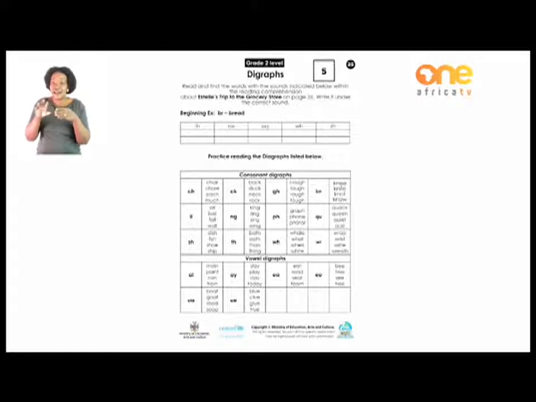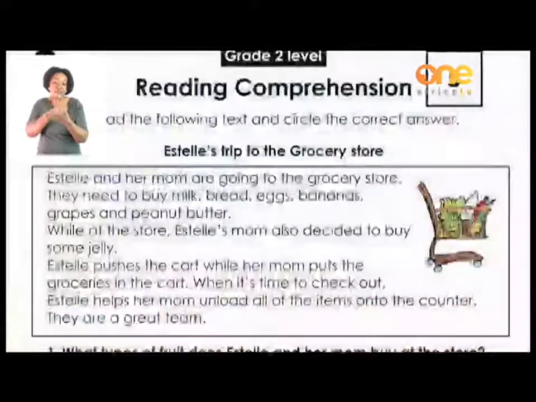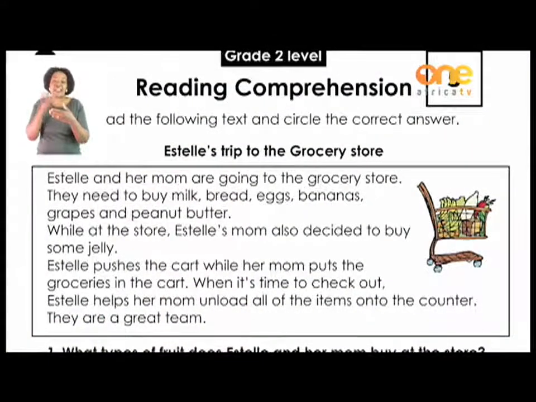But before we can actually start with the comprehension, let us quickly look at our practice reading of the digraphs listed below. First, you have to practice for me the consonant digraphs as well as the vowel digraphs. Read the words and every time try to spell and write the words. Let us turn to page 26 to read the comprehension so that we can find the words to our sounds to complete the columns. On to page 26, reading comprehension. Read the following text and circle the correct answer.